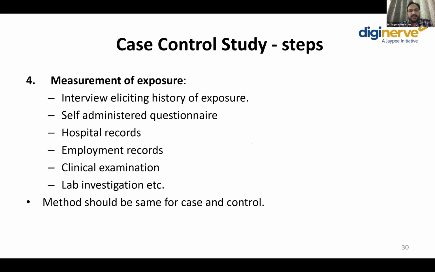Then we will do some measurement of the exposure. And how to measure the exposure? We will take an interview from the cases about the total exposure. You have to tell me how many cigarettes you consume per day, how many pegs you take per day, per week, or per month. Then we can use a self-administered questionnaire. We will ask the case to fill in the questionnaire. We will take data from the hospital record and the employment record. We will do clinical examination on that patient, or some lab investigation. And the method should be the same for the case and the control.